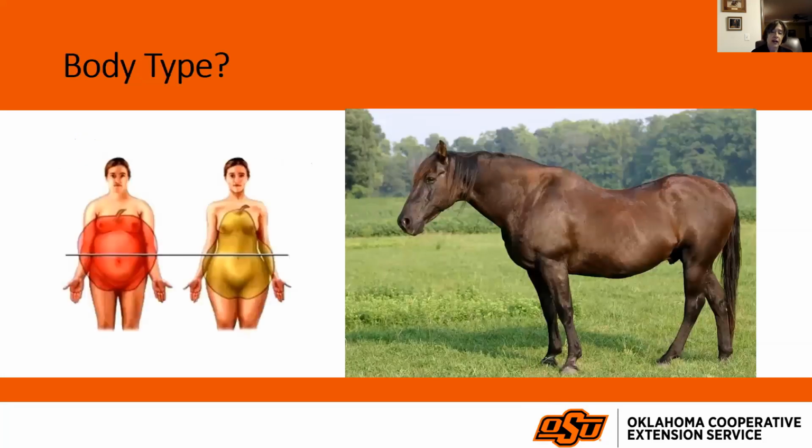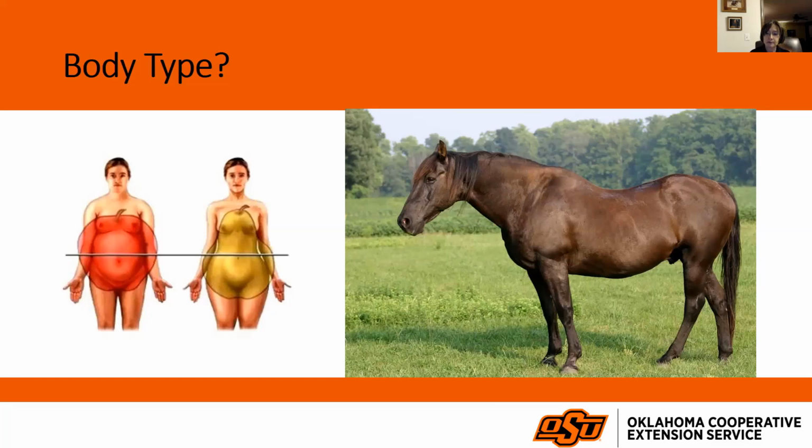When we think about where animals store fat, that may have a significant effect on their health status. With humans, we're familiar with the idea that we can have pear-shaped or apple-shaped body types, and one is more healthy than the other. An apple shape in people carries a greater risk of insulin resistance and metabolic syndrome compared to pear-shaped people. And horses, we actually have the same thing.